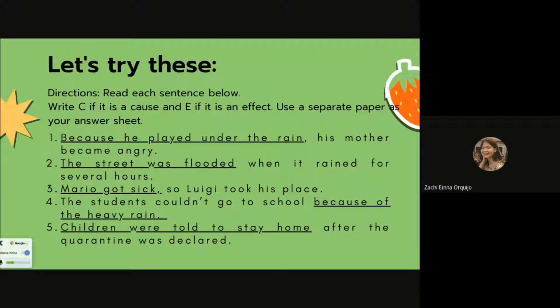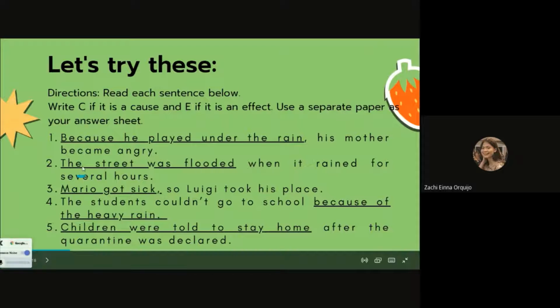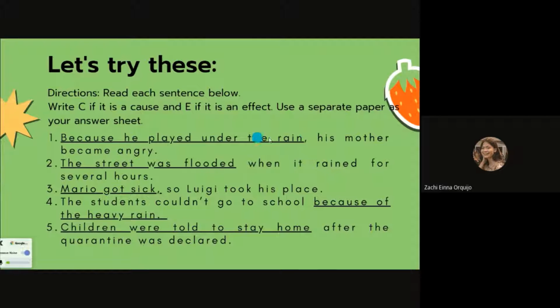So dito sa mga sentences natin, you need to identify kung ano tong underlined clause na to. Is it cause or is it effect? Ito ba'y sanhi or ito ba'y bunga? So I'm giving you 1 minute to identify these underlined clauses, whether they are cause or effect. Alright? So time starts now.